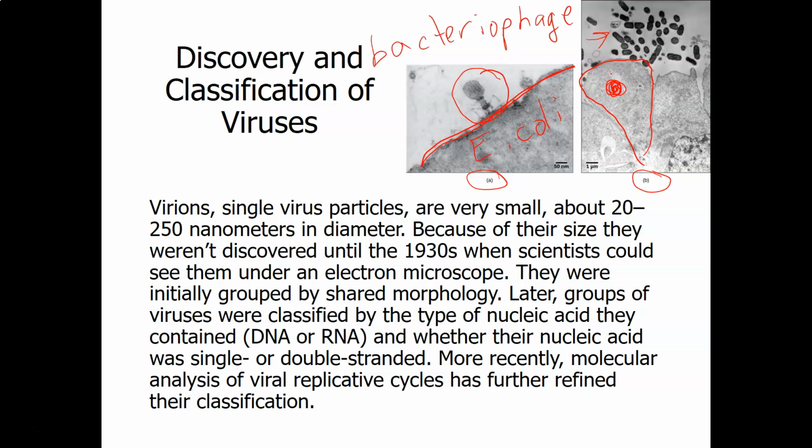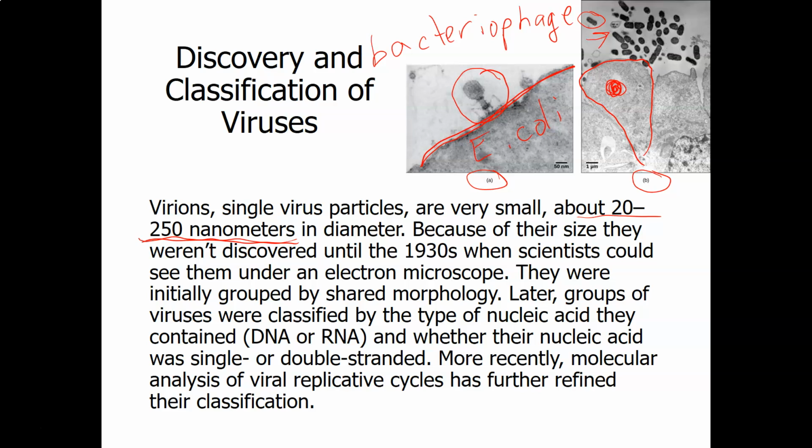And then the individual, this is an E. coli. So as you can see, you're not going to be able to see a virus attached to an E. coli cell through a light microscope. But this kind of helps you understand what is meant by 20 to 250 nanometers in diameter, because we really can't relate to numbers that small.